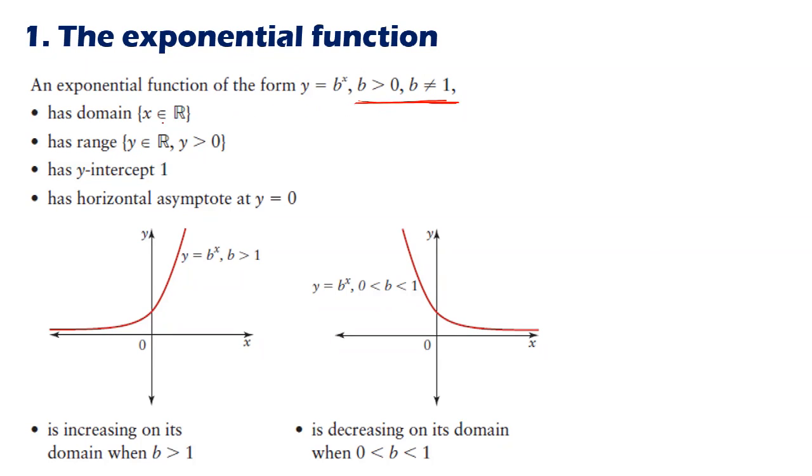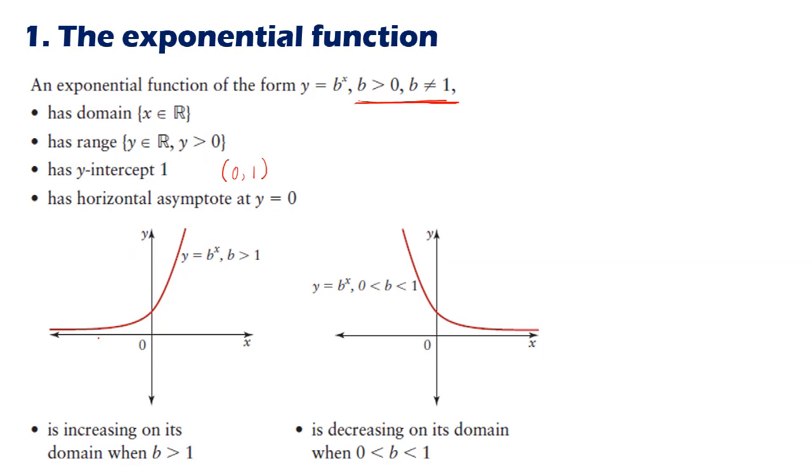And exponential functions have a domain: x belongs to the real number set. And the range of the exponential function is y belongs to any number that is above 0. The exponential function has a y-intercept (0, 1), and it has a horizontal asymptote at y equals 0.